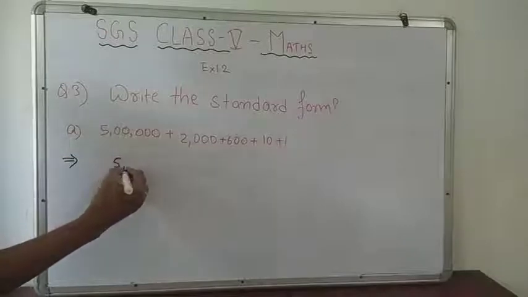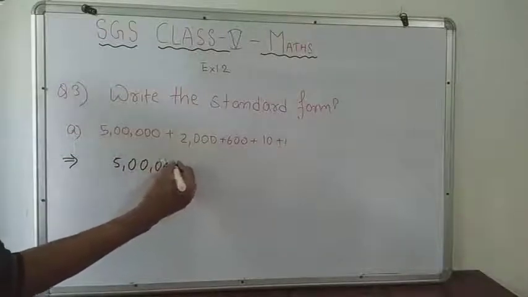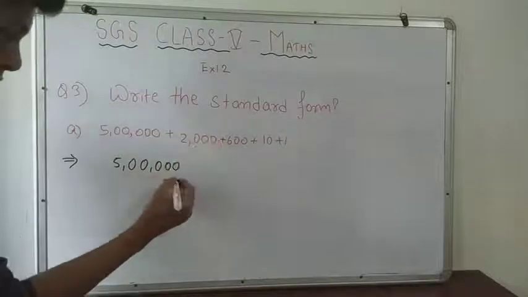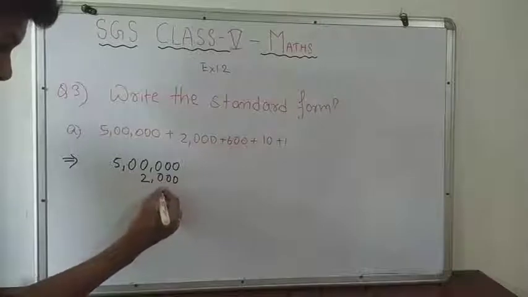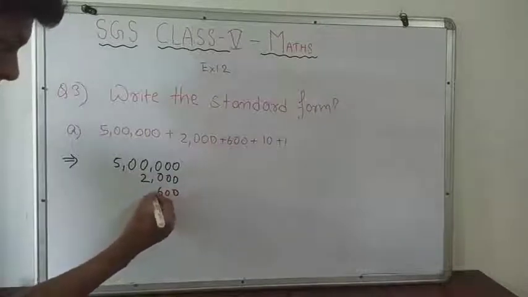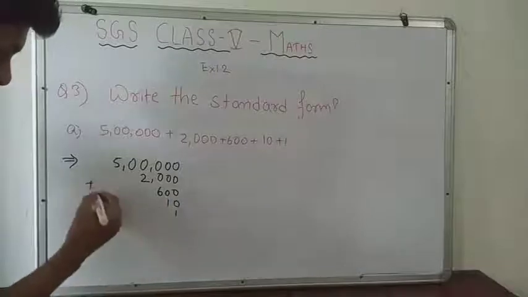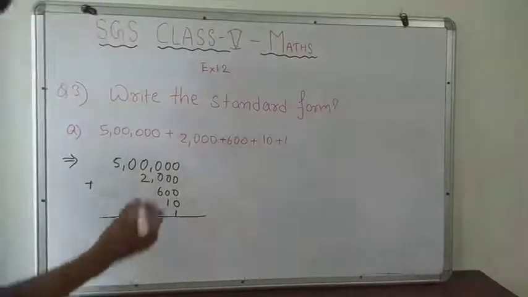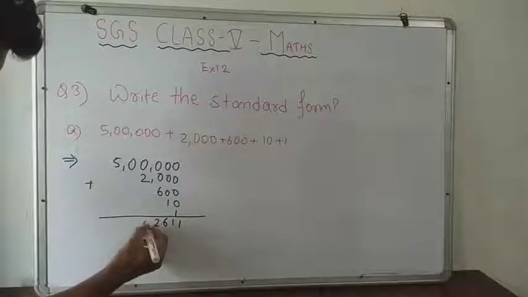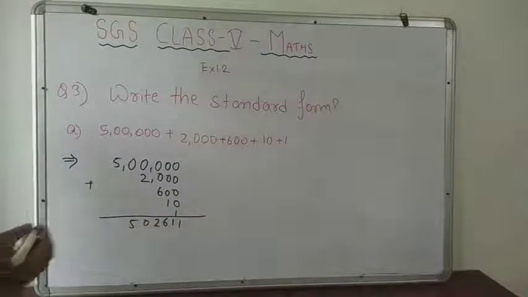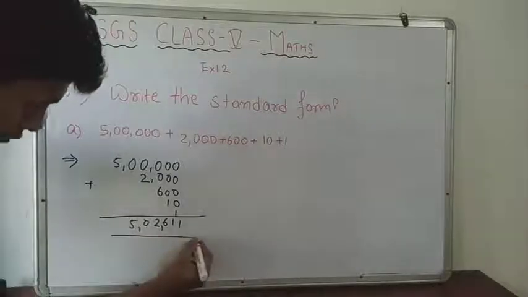How can we do the addition? Like this. First we write each number according to its place: 5 lakh, 0, 0, 0, then 2000, 600 in this place, then 10, then 1. Now we add all the numbers. What do we get? 1, 1, 6, 2, 0, 5. Now we put the proper comma format and we get the required answer.